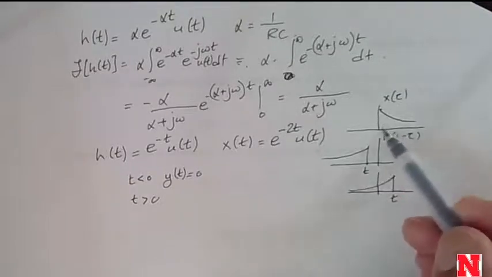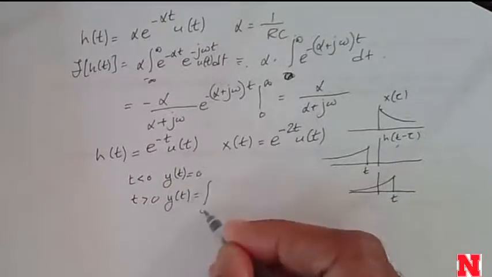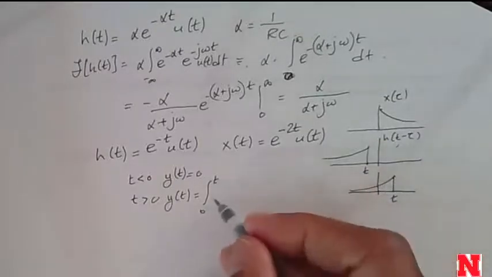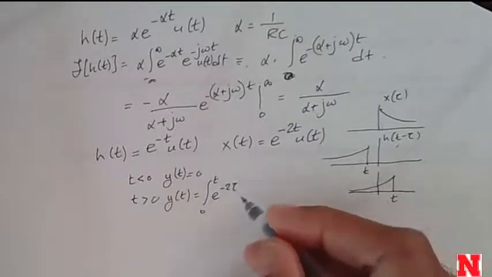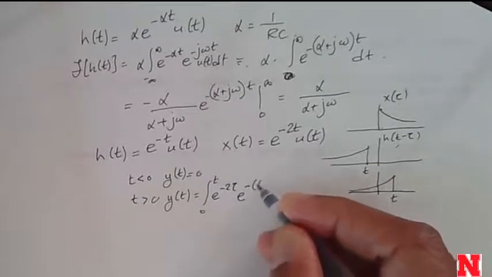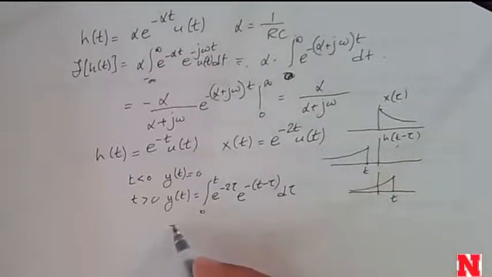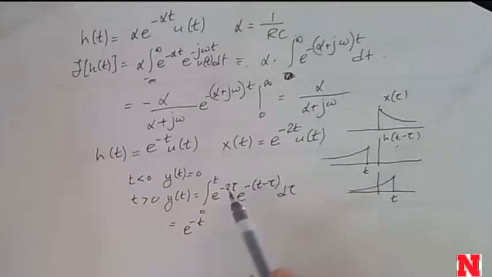And so I'll get an integral from 0 to t of x of tau, h of t minus tau. So x of tau is e to the minus 2 tau, and h of t minus tau is e to the minus (t minus tau) d tau. And you can work this out. If I just add these exponents together, I'll get e to the minus t minus tau, and I can take that e to the minus t outside.